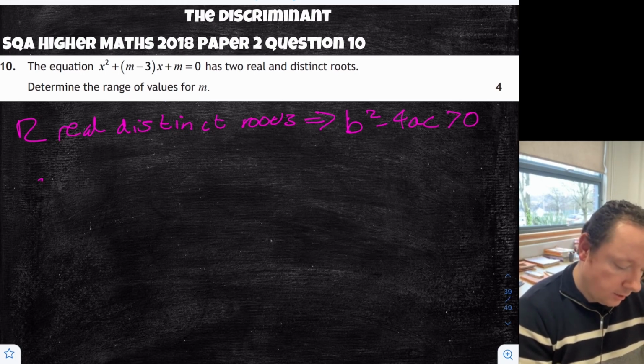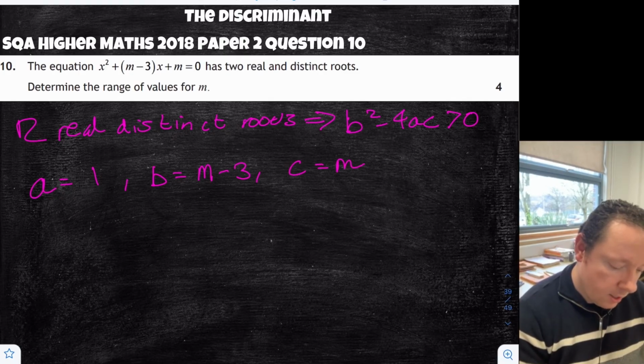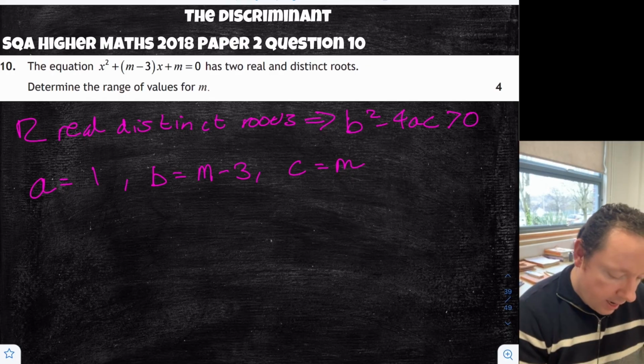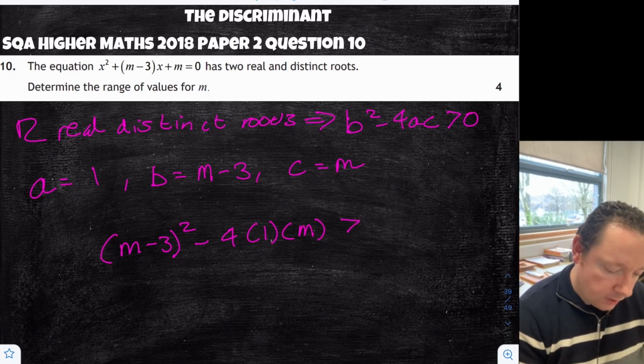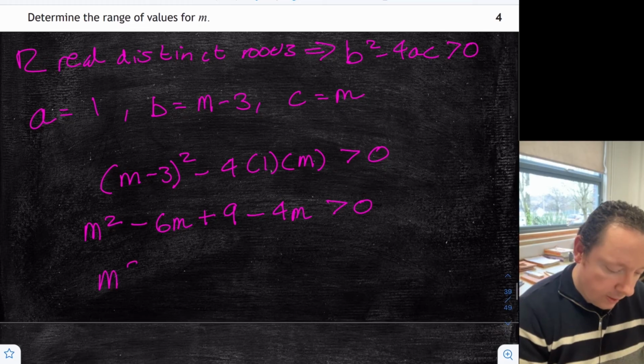So in this case, our a is the number in front of x squared, which is 1. Our b is the number in front of x, which is m minus 3. And our c is what's left at the end, which is just m. So being careful, subbing this in, we get m minus 3 all squared minus 4 times 1 times m is greater than 0. So we need to then expand our brackets. So that is m squared minus 6m plus 9. And then 4 times 1 is 4 times m. So minus 4m is greater than 0. So that gives me m squared minus 10m plus 9 is greater than 0.